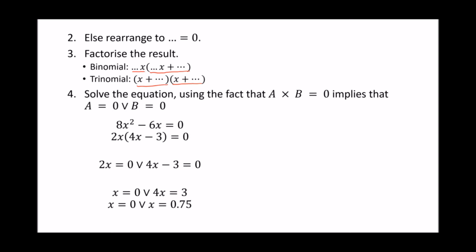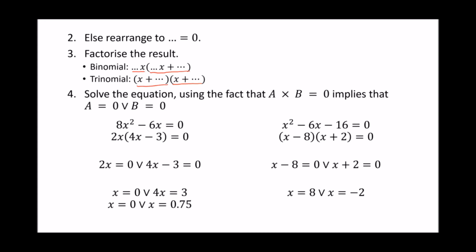Let's also see an example of a trinomial. This one, x squared minus 6x minus 16 equals 0. In this case, we use the sum product rule to factorize this. And we get x minus 8 times x plus 2 equals 0. Again, using that a times b rule, that means that x minus 8 is 0 or x plus 2 is 0. And using the balance method, we find that x equals 8 or x equals minus 2.